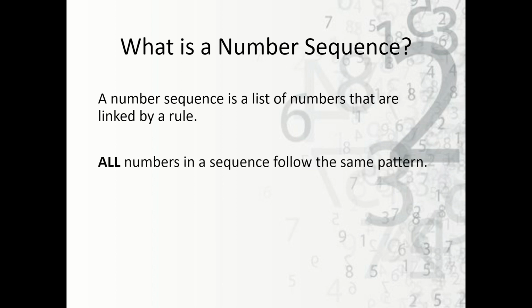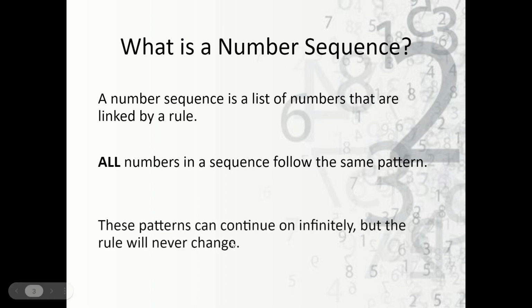So for instance, if I said 1, 2, 3, 4, 5, you could continue that pattern without me actually giving you the next numbers. You could continue that on because there's a given sequence. So all the numbers in the sequence follow the same pattern. These patterns can continue on infinitely, but the rule will never change. So we could keep going and going, but it won't change the rule.